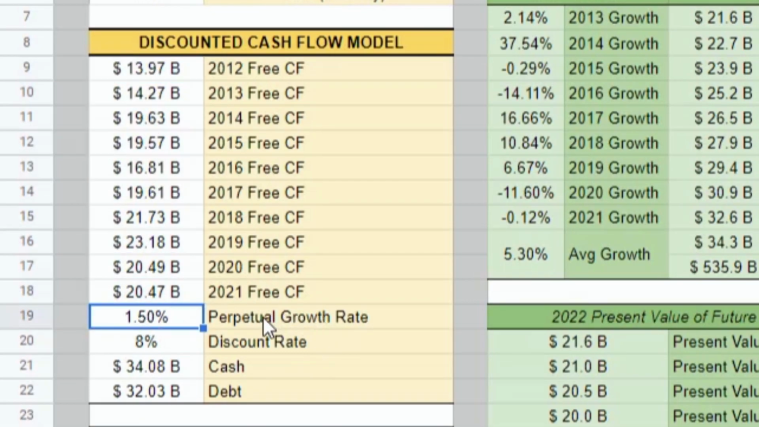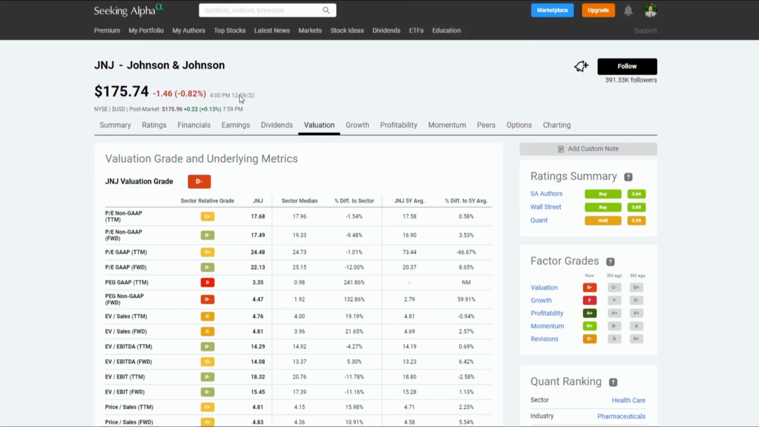For the perpetual growth rate, if J&J were to go on until infinity, what would you expect their overall growth rate to be? About 1.5%. Discount rate, about 8%. Total cash and total debt are the two final numbers you need for the DCF model, and we get those by going over to Seeking Alpha.